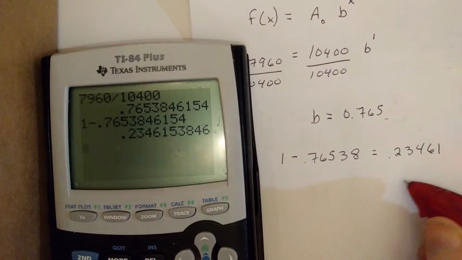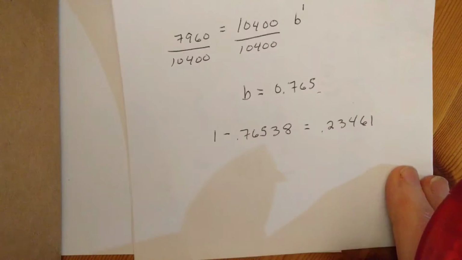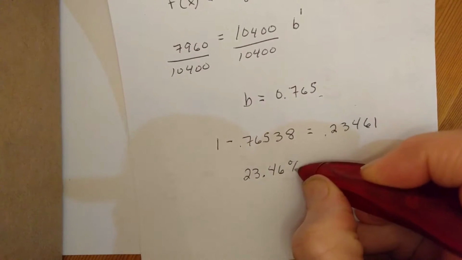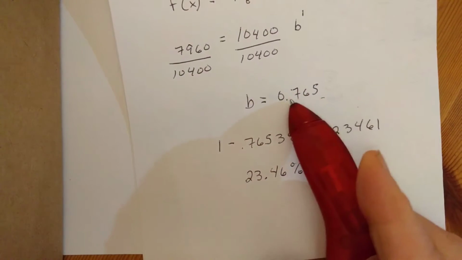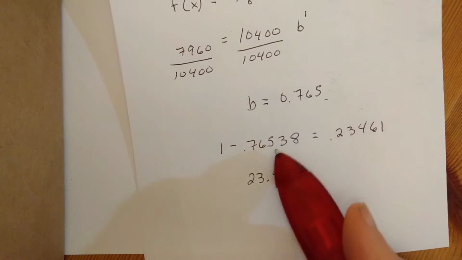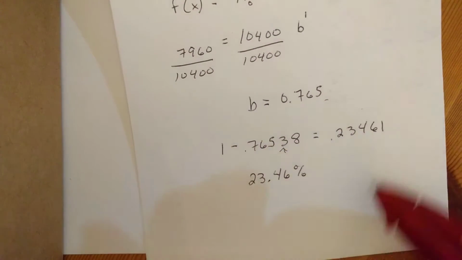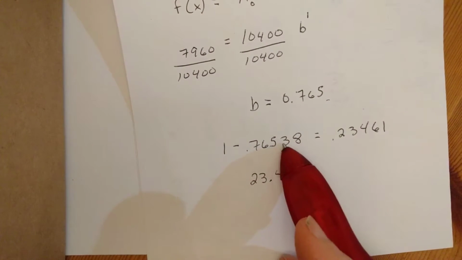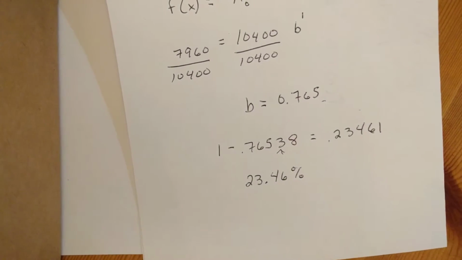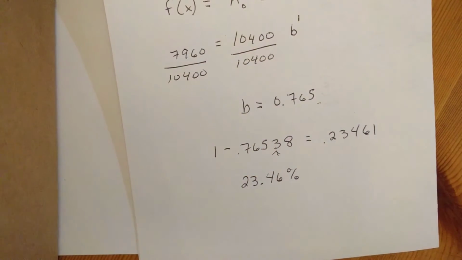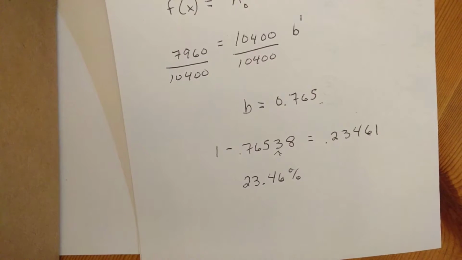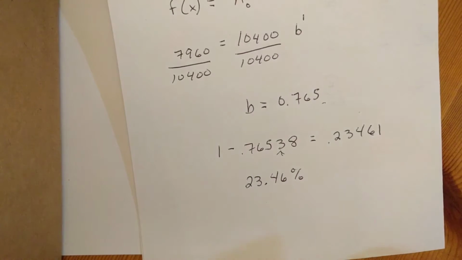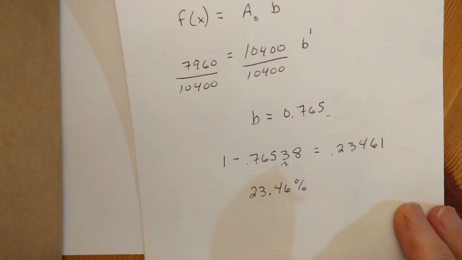So it wants a percent. So this is going to be 23.46%. I couldn't round it to 3 decimals here because I needed this 4th decimal in order to get to that percent. And of course, I have to have this rounded. So we find when working with exponential functions, it's easiest to leave things in the calculator until we have to round at the very end.